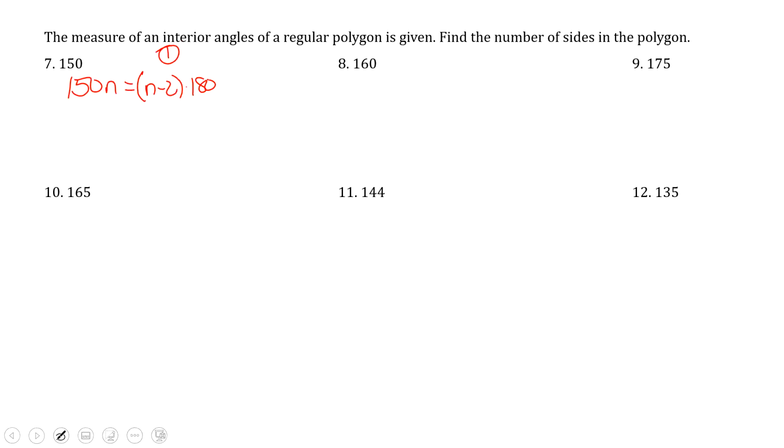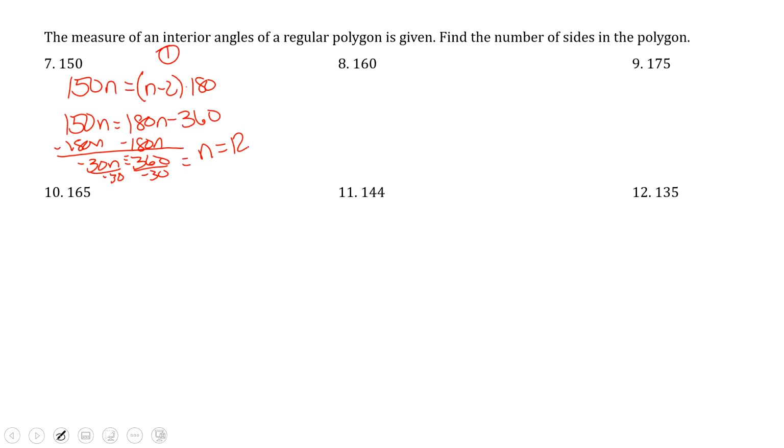Okay, we kind of worked it through. So 150n equals 180n minus 360. I subtract 180n from both sides. So negative 30n equals negative 360. Divided by negative 30, divided by negative 30, I end up with n equals 12. If you want to check it, multiply that back through, and that should work out.